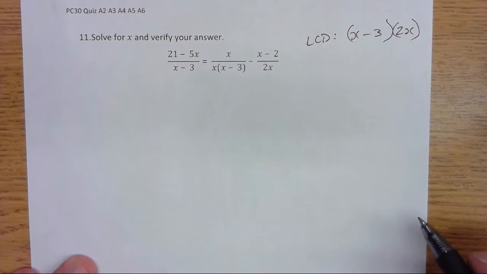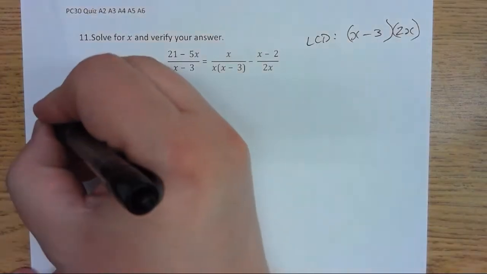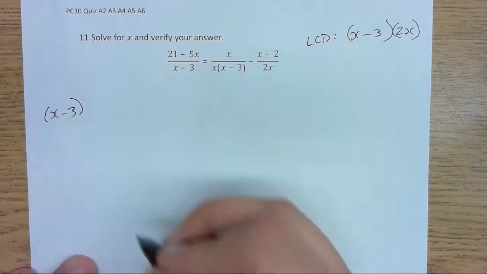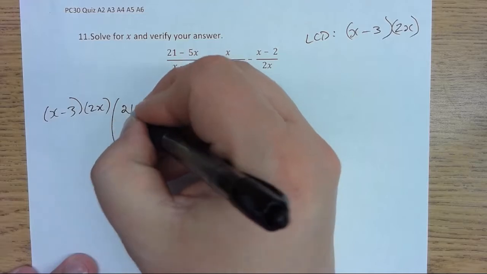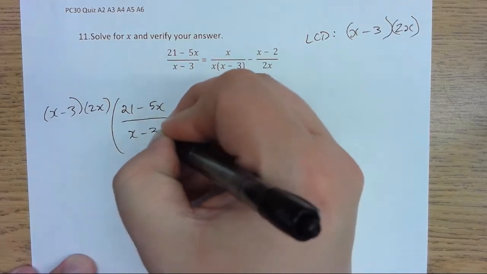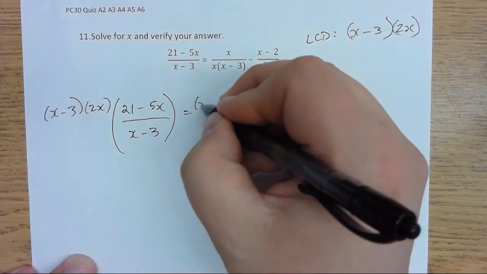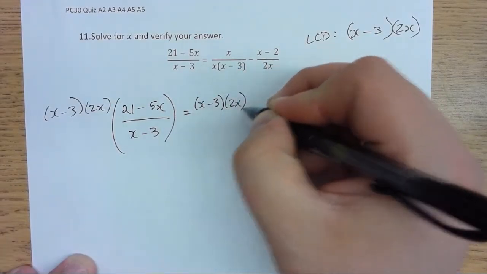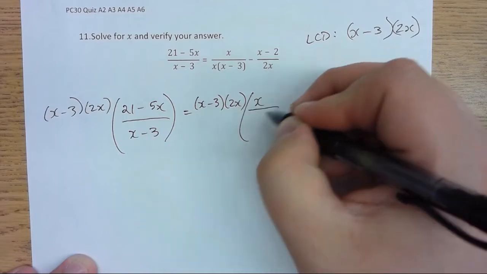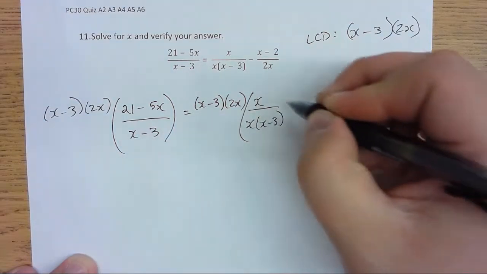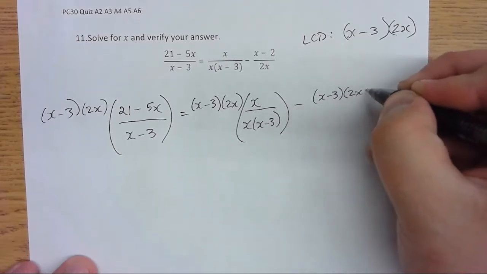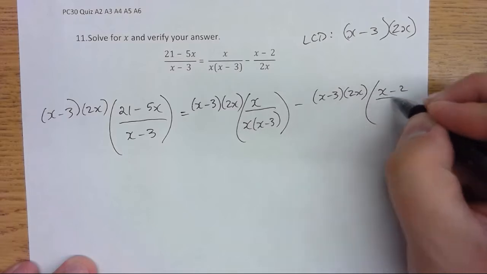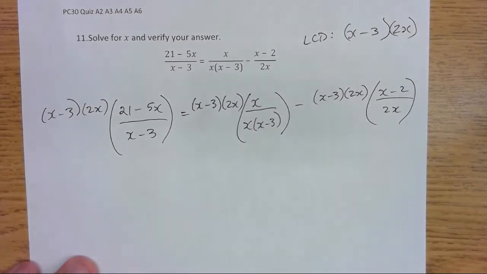I might not do this much writing if I was just doing this for myself, but here's the way it would look. I'm going to multiply x minus 3 times 2x times this entire first term, and then I'm going to multiply x minus 3 times 2x times this entire second term, and then I'm going to multiply x minus 3 times 2x times the last term. All right, what does that accomplish? Well, it actually makes all the denominators go away.